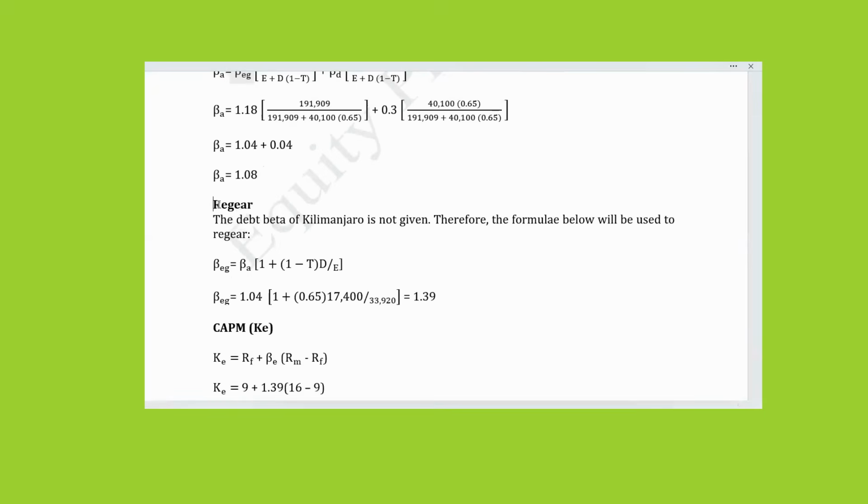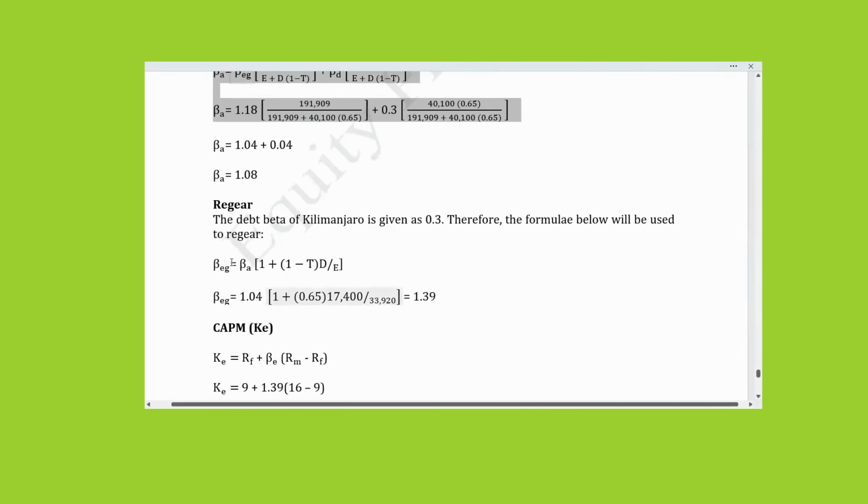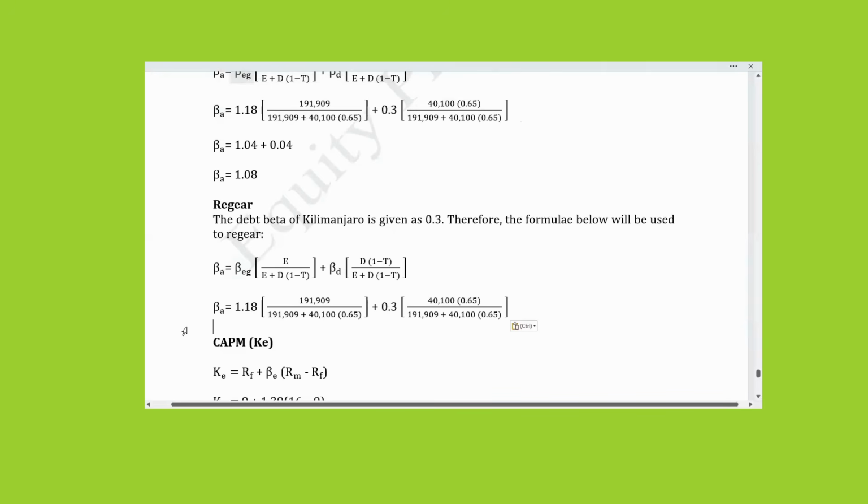We then re-gear to incorporate the financial risk. Again, the debt beta is given as 0.3. Therefore, to re-gear, you just repeat the same formula you have here. In this case, we are using the information of the main company, not of the proxy company. So here will be 1.08.